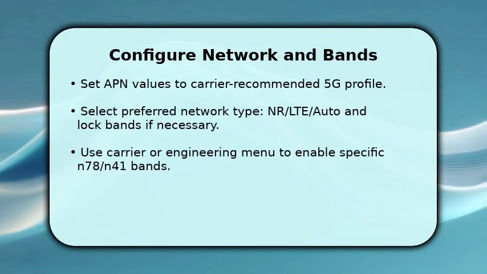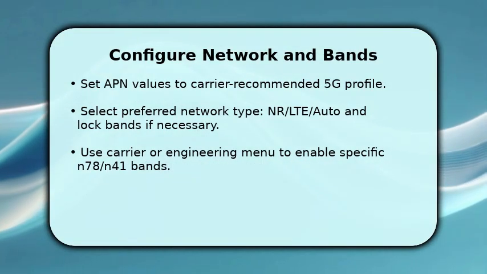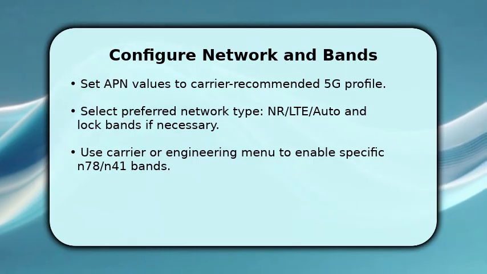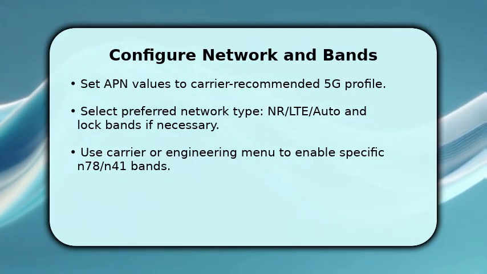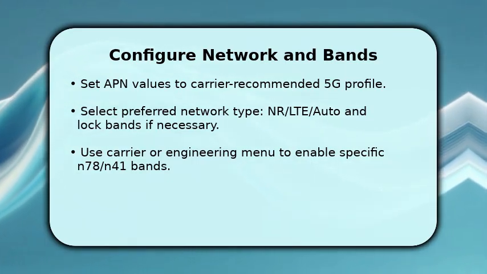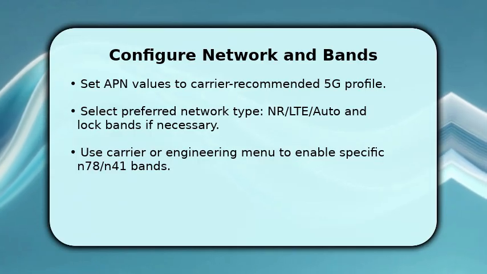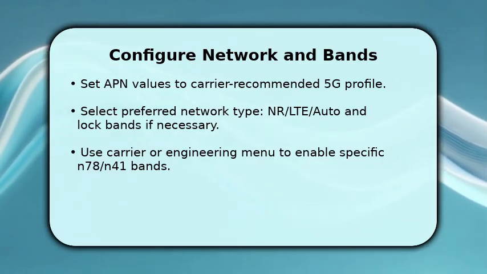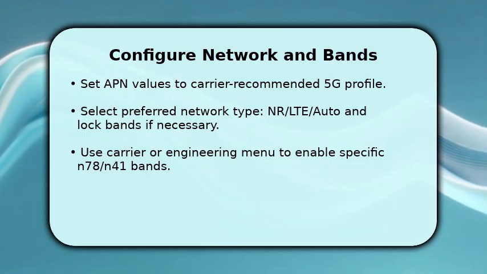Now you configure the network. Update the APN to the carrier's 5G profile so data and signaling use the correct routes. Once done, set preferred network type to NR/LTE/auto. That allows fallbacks while prioritizing 5G.